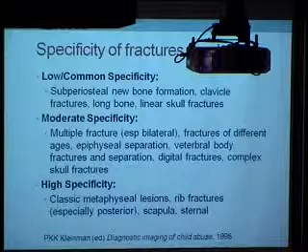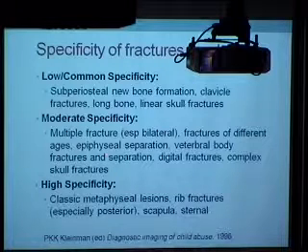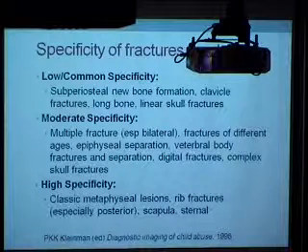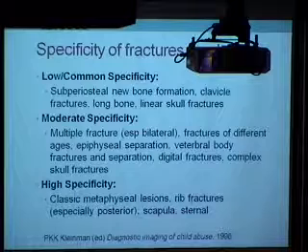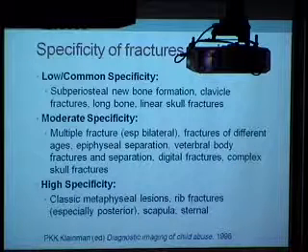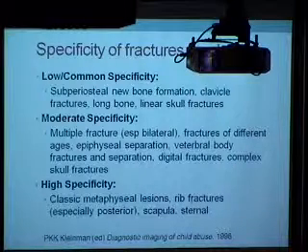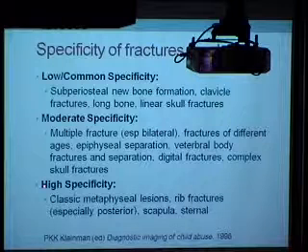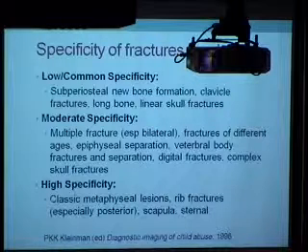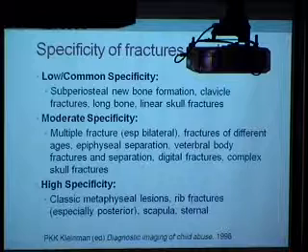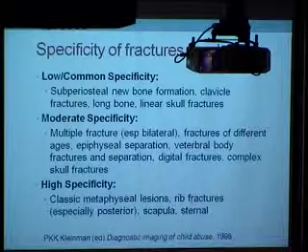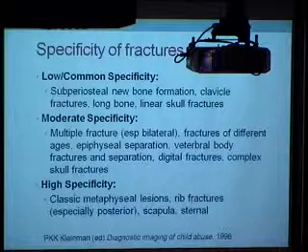Fractures of different ages can be more and more concerning. Epiphyseal separation, vertebral body fractures, digit fractures, and complex skull fractures make those more concerning for abuse. And then fractures that have much more high specificity are these classic metaphyseal lesions or fractures, rib fractures, especially posterior, and scapular or sternal fractures.